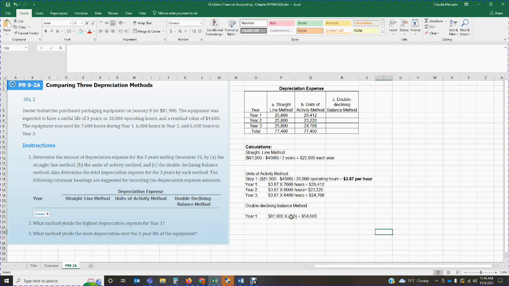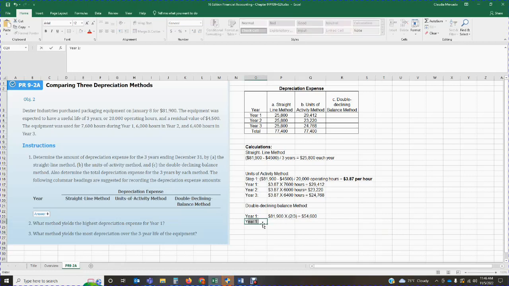We're doing 2 over 3 because we have 3 years. We have to double the year number 1. So 1 times 2 gives you 2, and then you divide by the total number of years, which is 3 years. So the 2 is basically double the first year's depreciation.